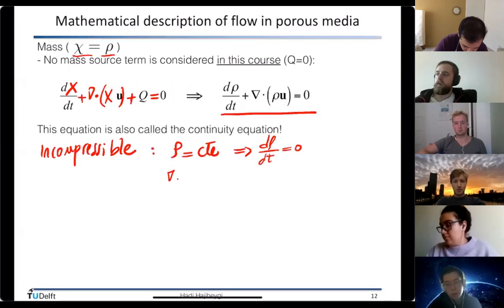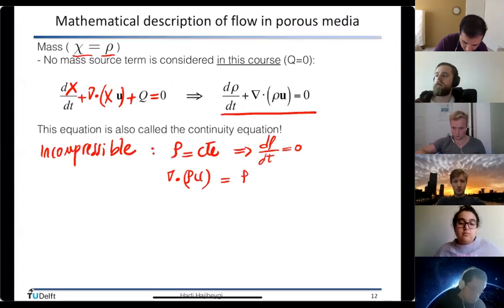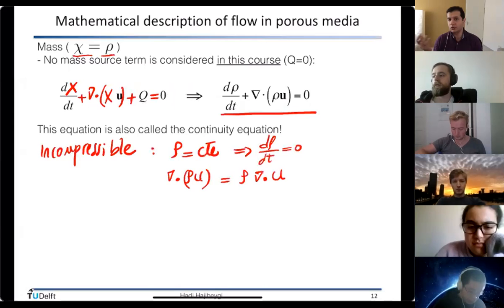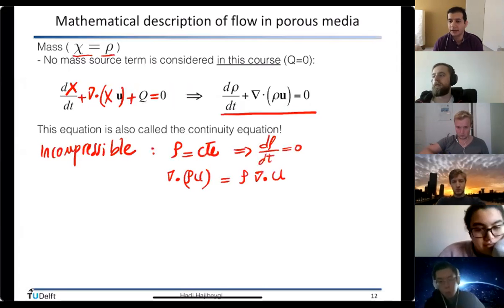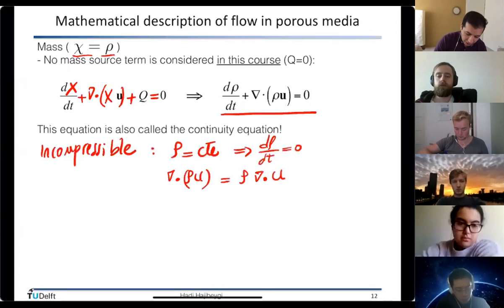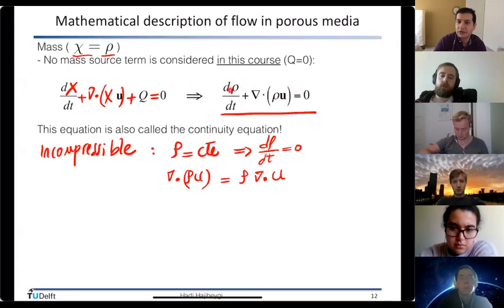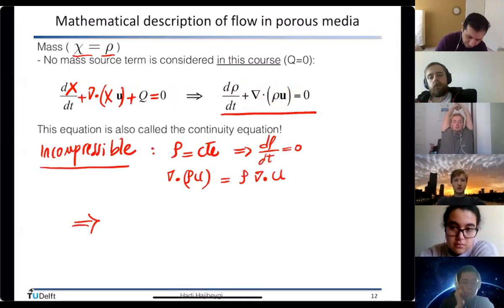And also divergence of rho u can be written as rho times divergence of u, because rho is constant. It can come out of the d/dx, d/dy, d/dz, because it's constant. It's a factor, like 2, 5, 1,000. So with these, if I look into my most generic conservation for mass without source term, with the assumption of incompressibility, what would I get? The first term would be 0.